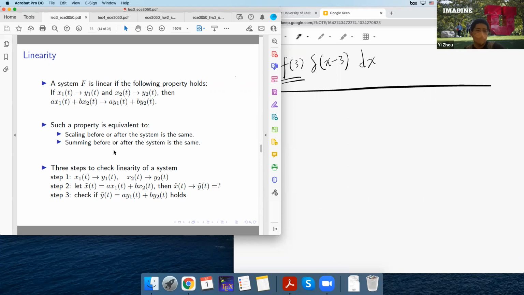Okay, so the logic of these steps is very similar to the previous time invariant part. You just create this special input signal and then obtain the corresponding output. And lastly, you compare if this output is the desired type of output that we need to verify in this definition.